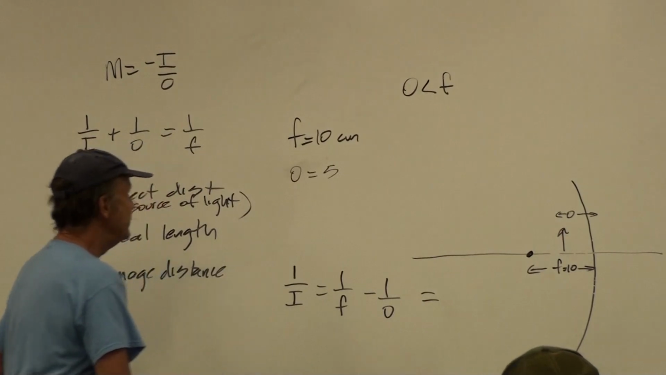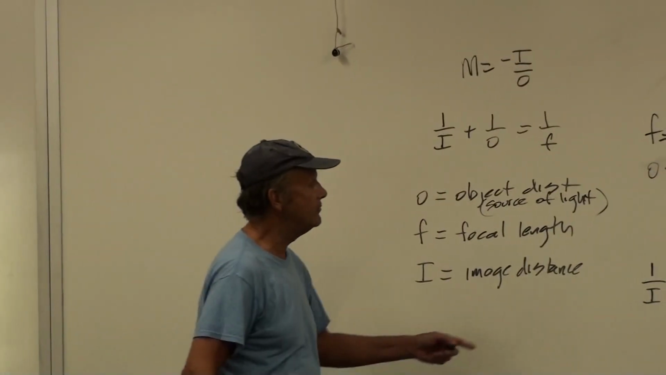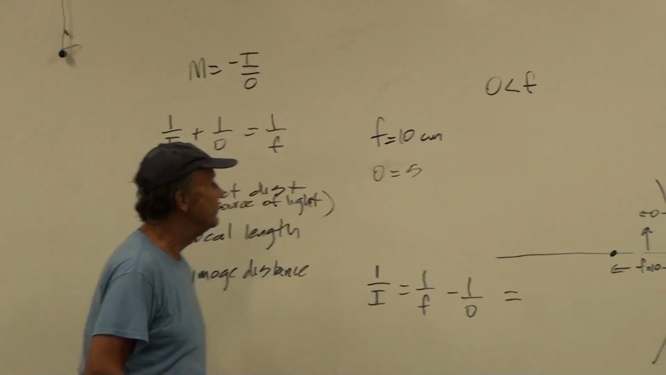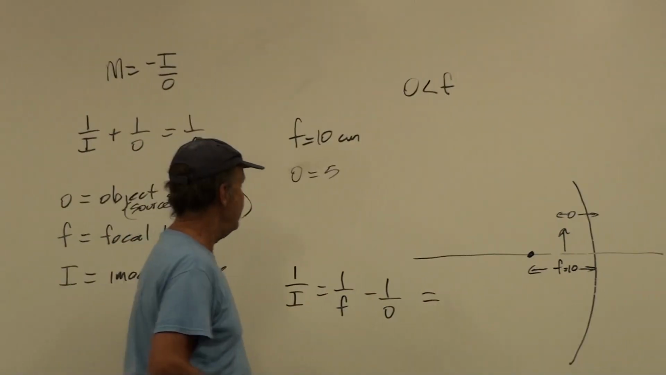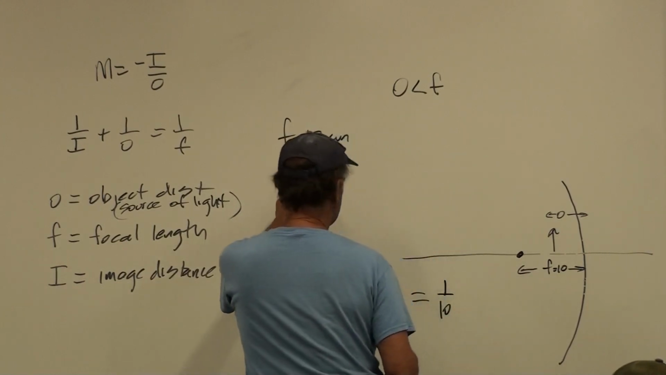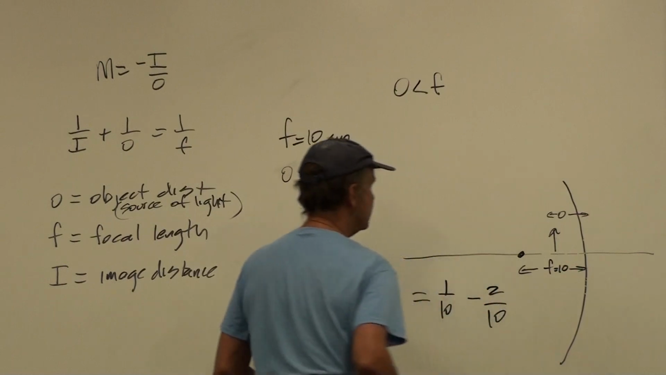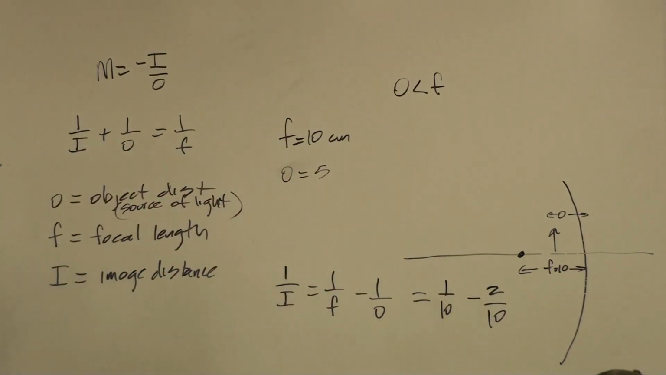I always have people who say, well, that's the same thing as I equals F minus O. And of course, that is algebraically very, very wrong. You know that we have to work with the inverses to make this work. So 1/F in this case is going to be 1/10, and 1/O is going to be 1/5. I'll write that as 2/10, just so that I have the lowest common denominator, so I don't have to pull out my calculator to solve for this.